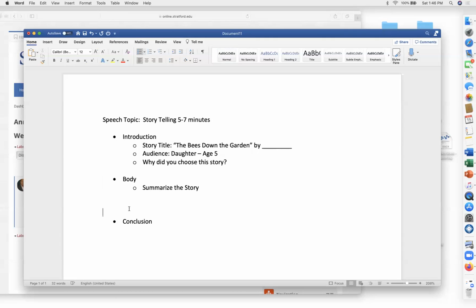And then your conclusion, which can even be a prediction, like a prognosis on how your daughter will perceive this story. And of course, what's the conclusion? Every children's story has a lesson. What was the lesson learned?